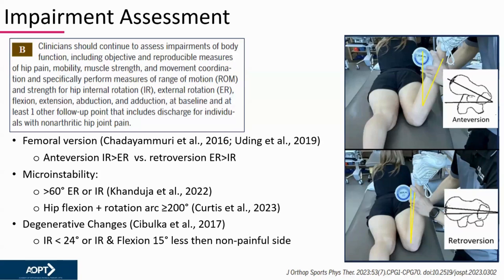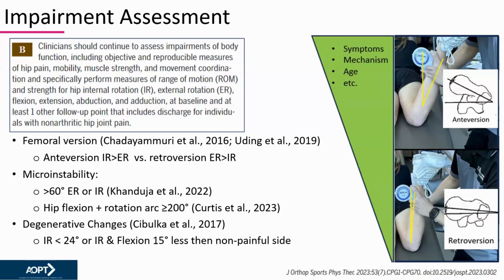So again, sometimes you may change course if you start to see some of these findings come out in your evaluation. And of course, it's always important to note that we correlate these range of motion findings and the strength findings we're about to discuss with symptoms, mechanism, and other factors such as age, to get the big picture.